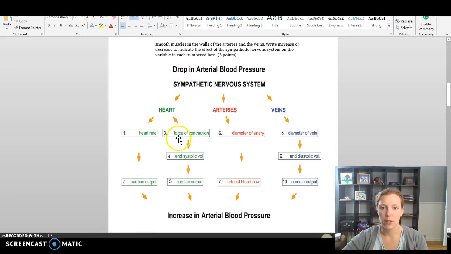So what happens to the force of contraction? Does that go up or down? Then that makes the end systolic volume go up or down. And then also that relates to cardiac output. So all of these things are eventually leading to an increase in your arterial blood pressure. So I'm hoping that this flow chart makes sense. If it doesn't, let me know, because I want to talk you through it before you turn in your answers.